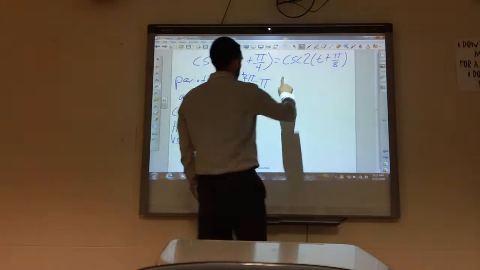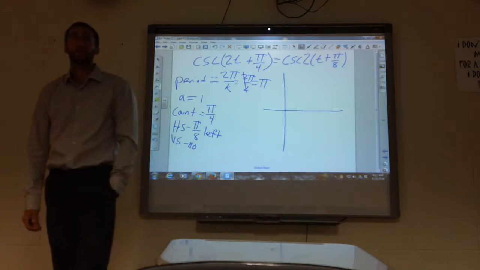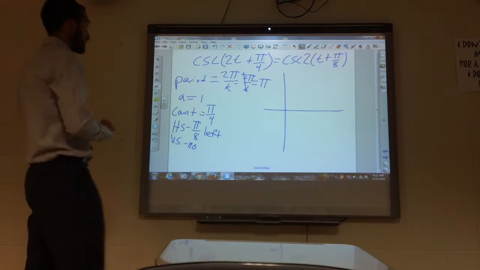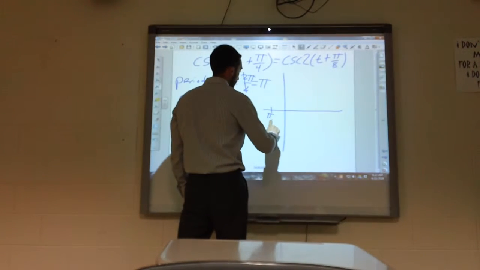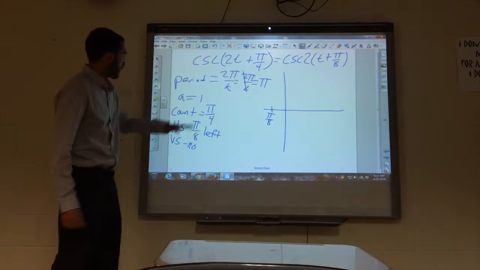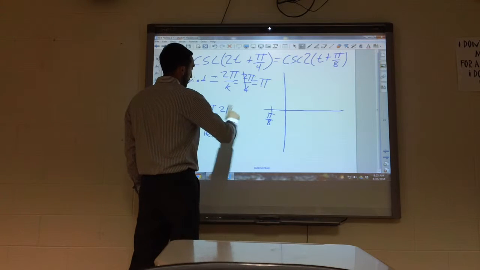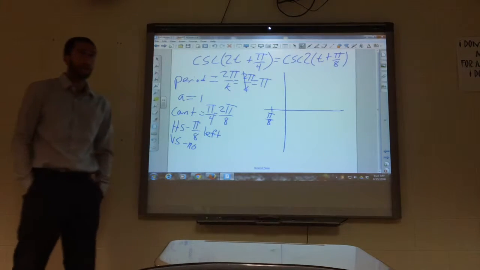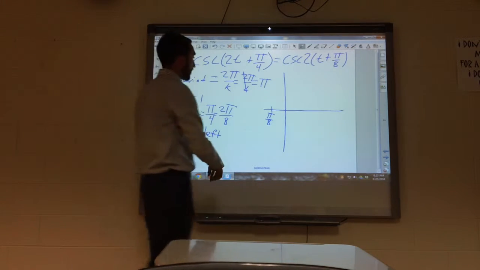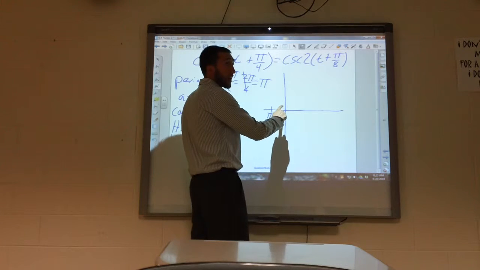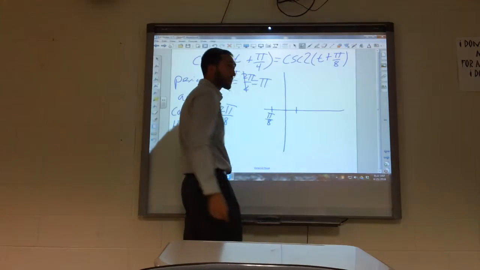Okay, so now we draw our graph. Remember, I suggested you start out with the sine graph and then draw the cosecant. Our intervals, and this is where a lot of us messed up, are shifted pi over 8 left. If my count is pi over 4, with a common denominator of 8 that should be 2 pi over 8. So what everyone did, at least those of you that got 4 points, is say my first interval was going to be on the y-axis. Well, we have to go 2 pi over 8 to get to my first interval.